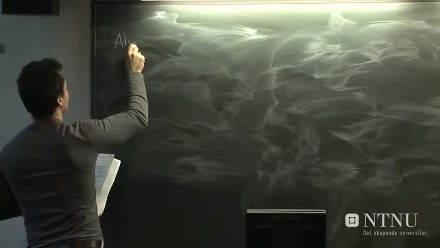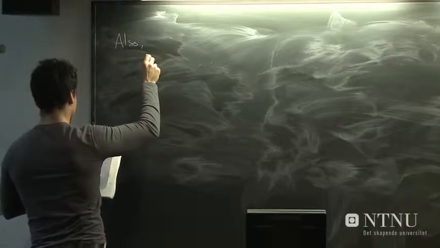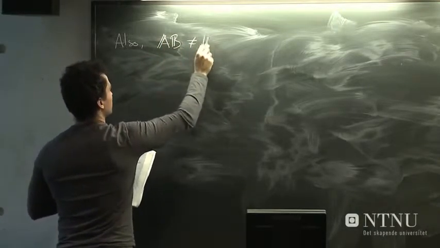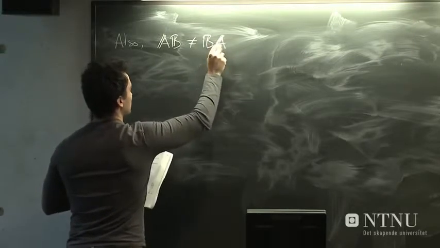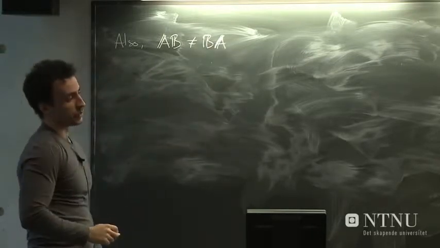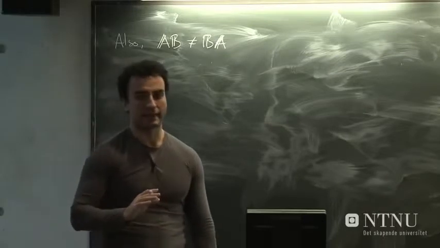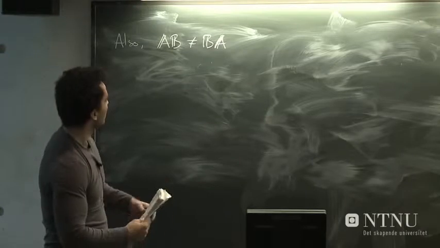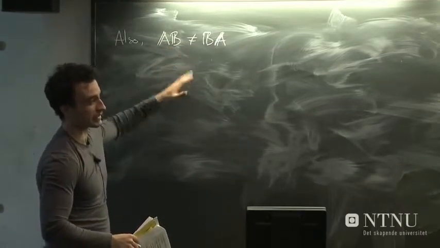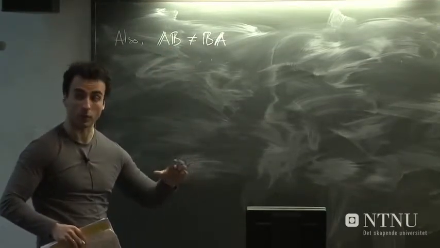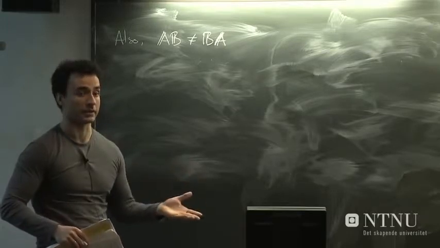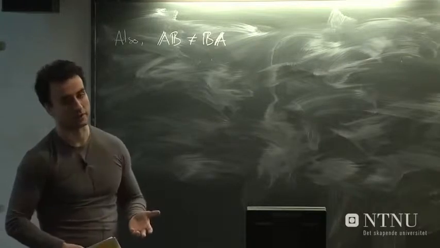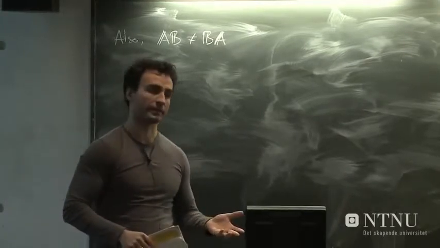Also, it's important to be aware of the fact that A and B do not commute in general. So what this means is that the order of transformation, the order in which you rotate something, matters. You can't just exchange the orders and get the same result. And we'll have a look at a specific example of that in a little while.